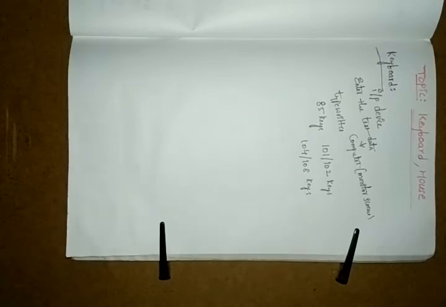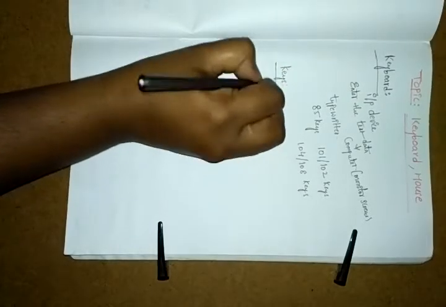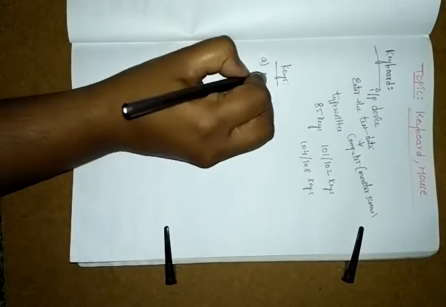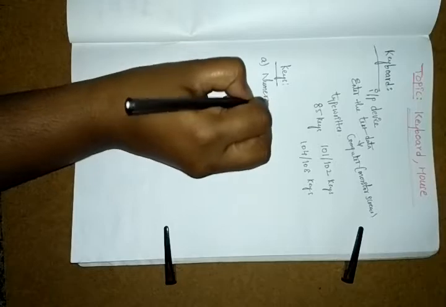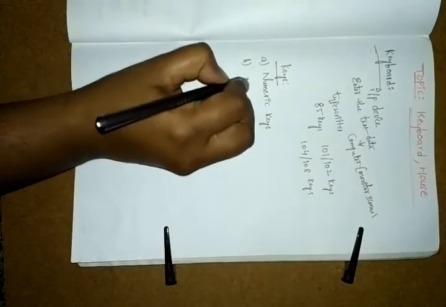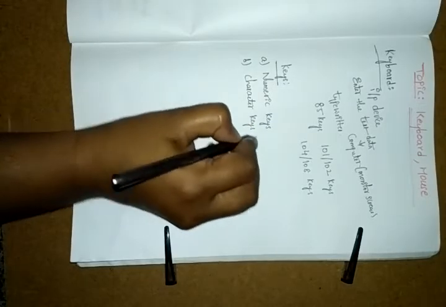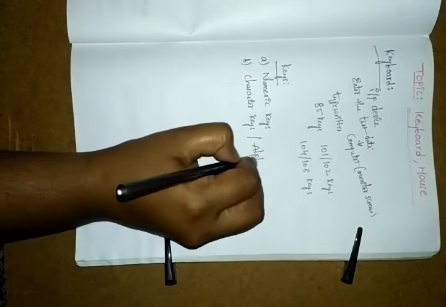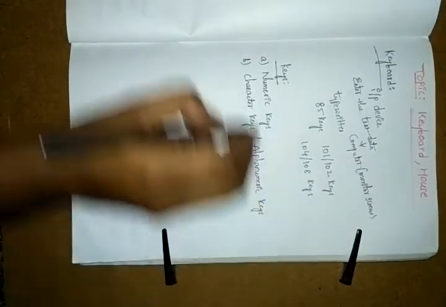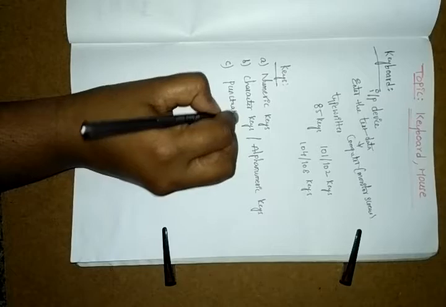What keys do we have in the keyboard? First one, numeric keys. Second one, character keys, or else we can call them alphanumeric keys. Next we have the punctuation keys.